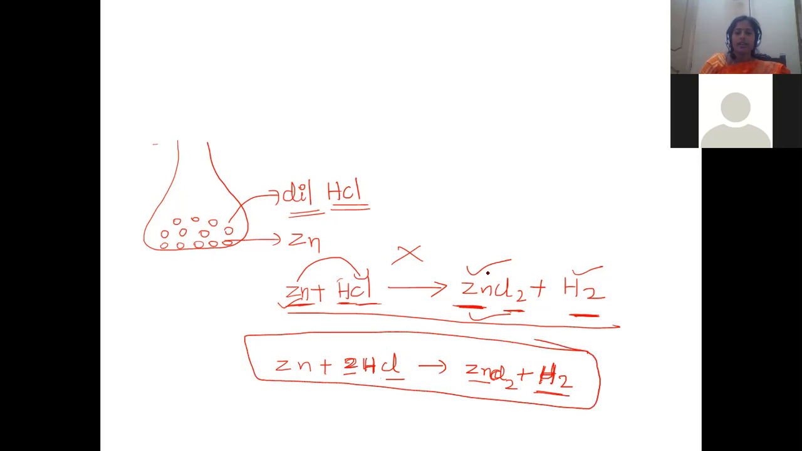During the reaction, hydrogen is a gas, that's why it will be liberated out. So it is coming out, that's why it is indicated with an upward arrow. If it is formed at the bottom, as a precipitate, you have to indicate a downward arrow. But in this reaction, hydrogen is coming out, evolved. Hence, it is indicated with an upward arrow.